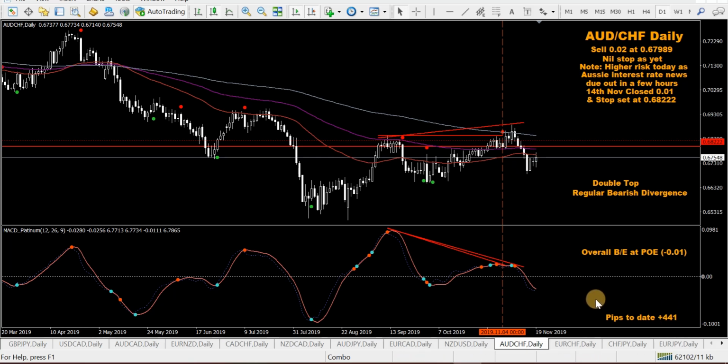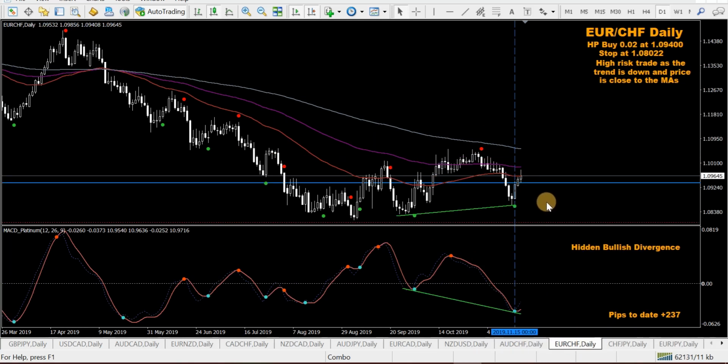It's not going anywhere fast, but you can see overall break even at point of entry minus 0.01. As long as price is below the point of entry, we're in profit. Even if I got stopped out, it'd be for overall small profit between the two closes.